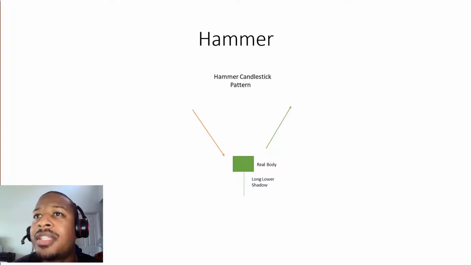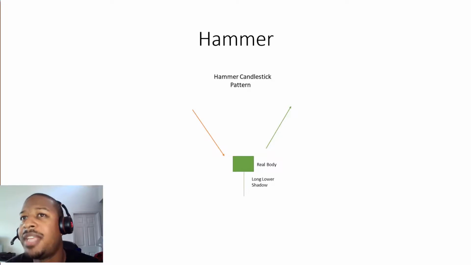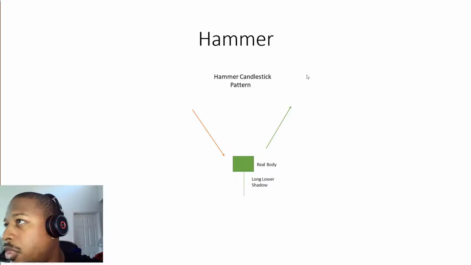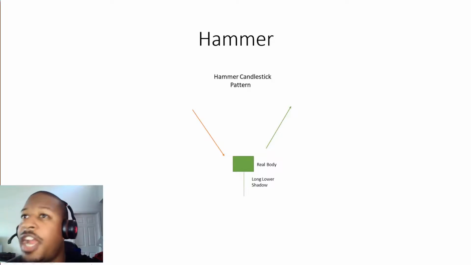The psychology behind this is that the price opened up and went all the way down, and selling pressure pretty much got exhausted, and buyers came in, stepped up, and pushed the price higher. That pushes it into a bullish trend, or a bullish direction. So it came down, buyers came in and pushed it on up, which is why those arrows are there. Pretty good.